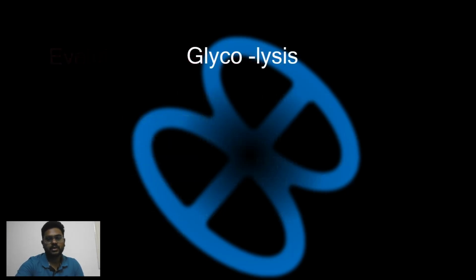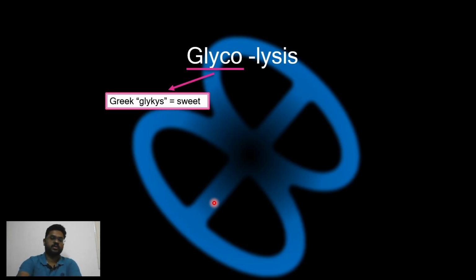So that is the evolutionary aspect. Now let us go to glycolysis proper. What do you mean by glycolysis? The word glycolysis is derived from the Greek word glycus, which simply means sweet, and lysis means splitting, which we already know.